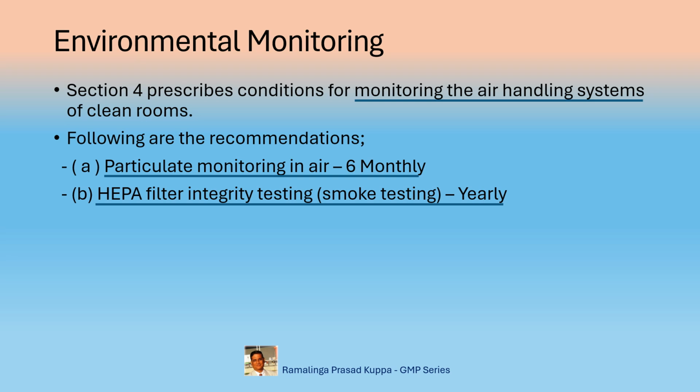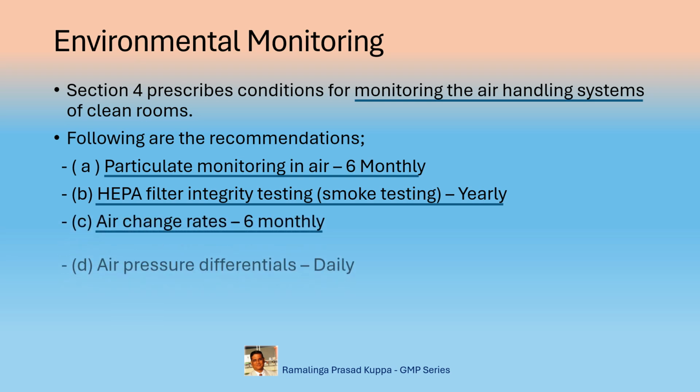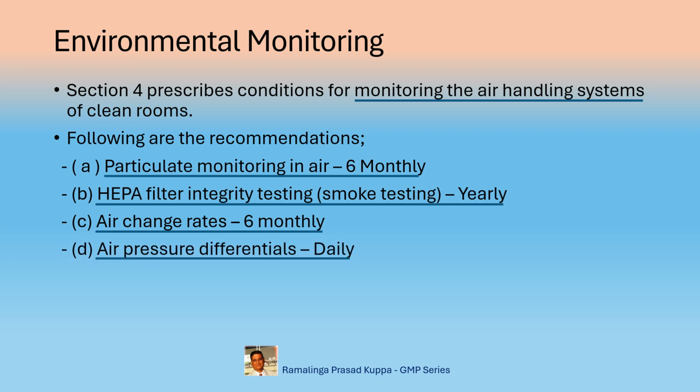Particulate matter monitoring and HEPA filter smoke test will help to establish the integrity of the filters. If the HEPA filter is damaged, both these tests A and B will fail. C. Air change rates, 6 monthly. D. Air pressure differentials, daily. The air changes and the pressure differentials tests will help to establish the performance of the inlet and outlet air pumps. Temperature and humidity, daily. The temperature and humidity monitoring establishes the performance of the air conditioning system.